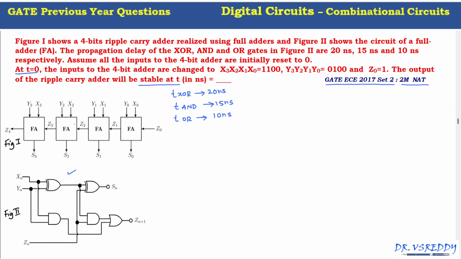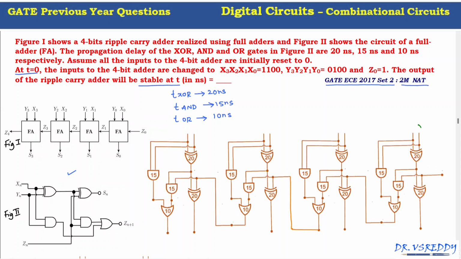If you see the circuit diagram of the 4-bit ripple carry adder in terms of full adders, we have x0, y0, x1, y1, x2, y2, x3, y3, and this is z0, this is the sum s0, s1, s2 and sum s3. Now this is z1, z2, z3, and this is the output carry z4.